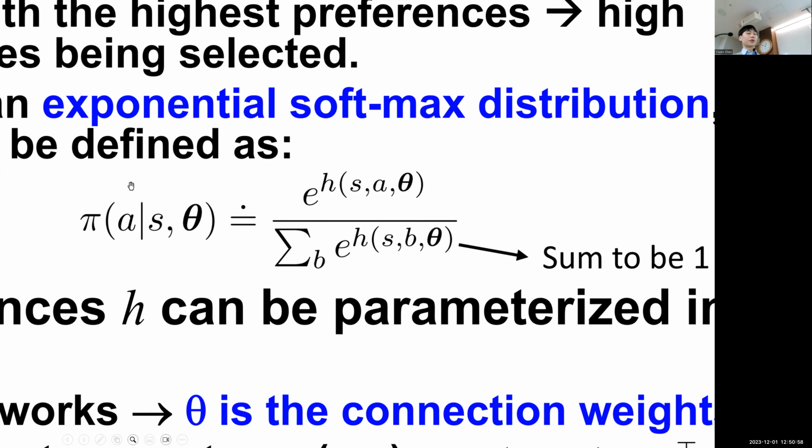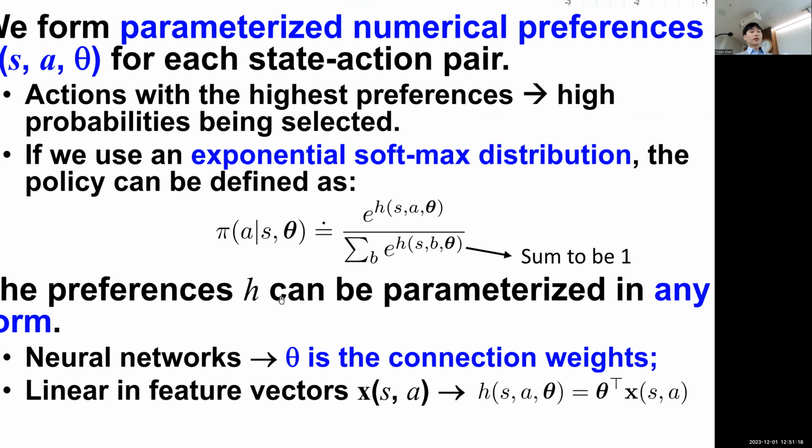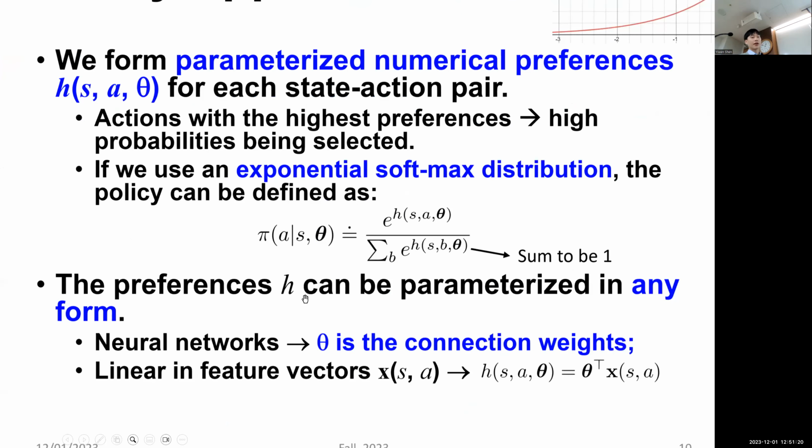So in this sense, we define this pi in this way. The denominator should sum to 1, right? So it just sums over all the possible state-action pairs. Here the h can be parameterized in any form.